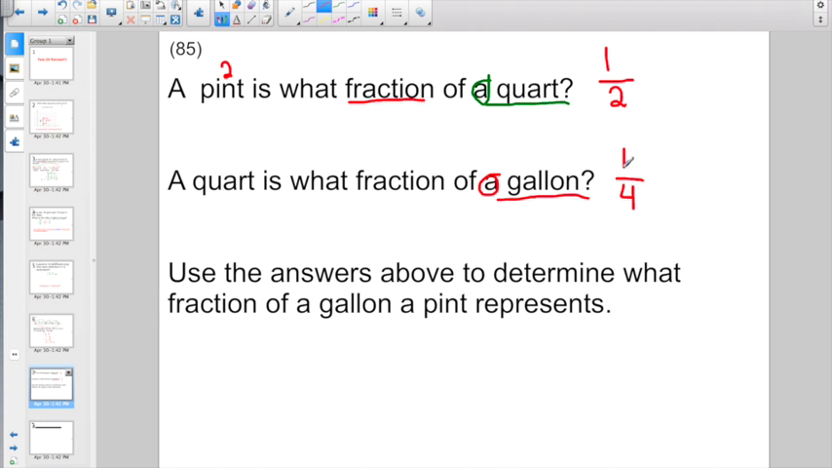Here's where it gets a little bit more interesting. Use the answers above to determine what fraction of a gallon a pint represents. So a pint is going to be 1/2 of 1/4, right? What does that word of mean again? It means multiply. 1/2 times 1/4. So a pint would be 1/8 of a gallon.